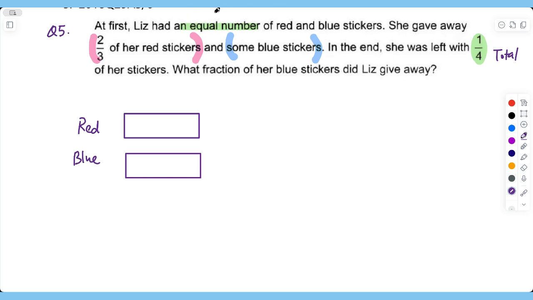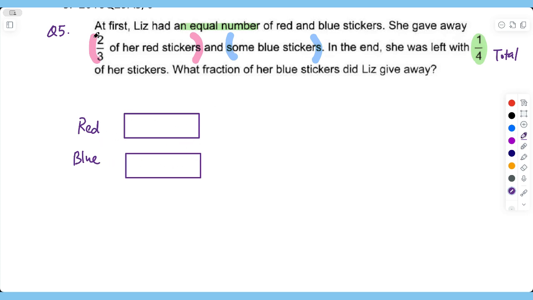The equal stage is at the beginning. We draw a model. We will use the model method. We draw equal models for red and blue stickers, meaning they have an equal number to start with.